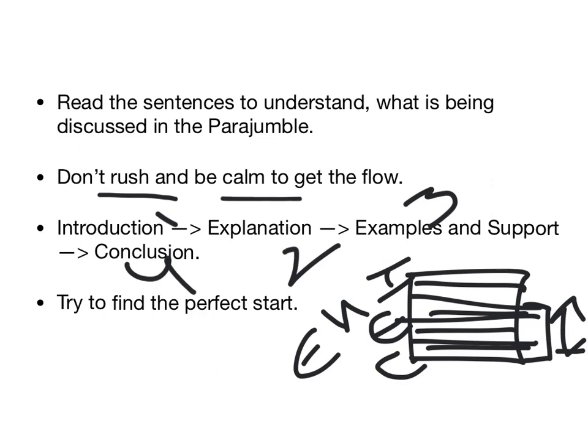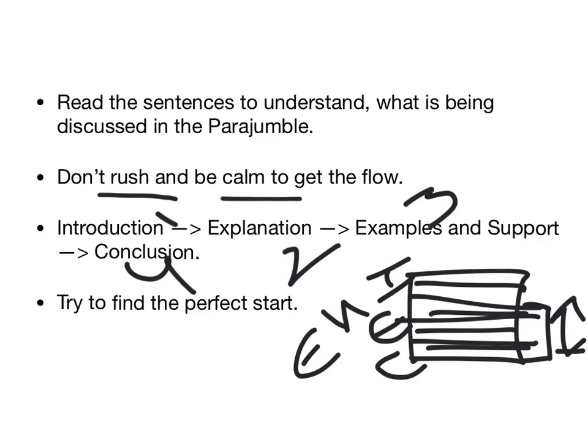Now, lines which are the explanation should come first, and the lines which are the conclusion should come next or later. Please understand that. Try to find the perfect start. So what you're going to do is read all the lines the way they are. You will ask yourself, what is the perfect start? What is the perfect end? After understanding the topic only.